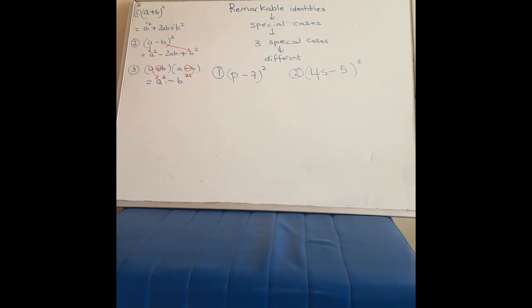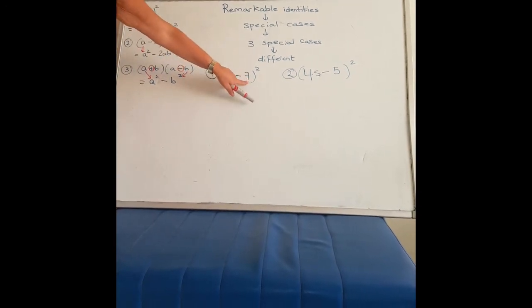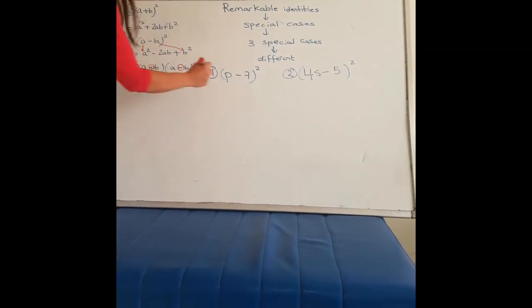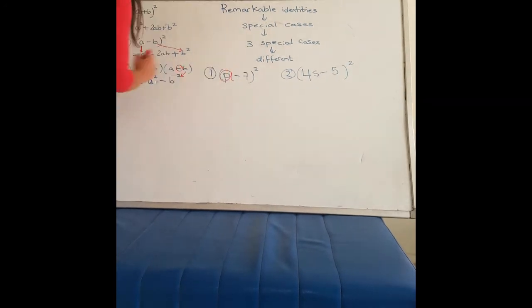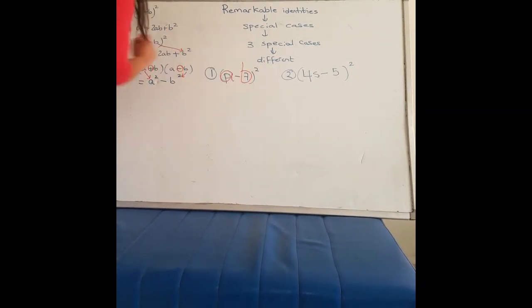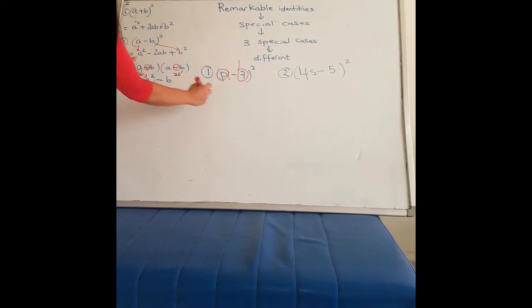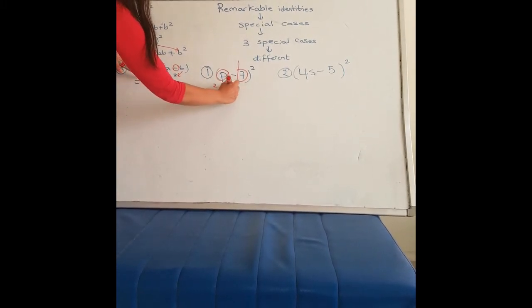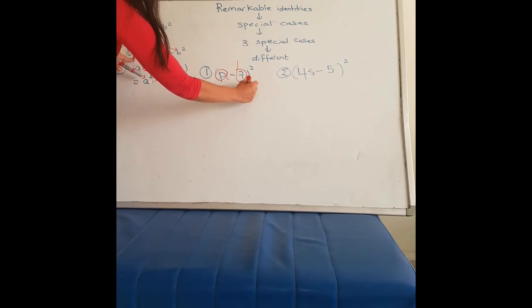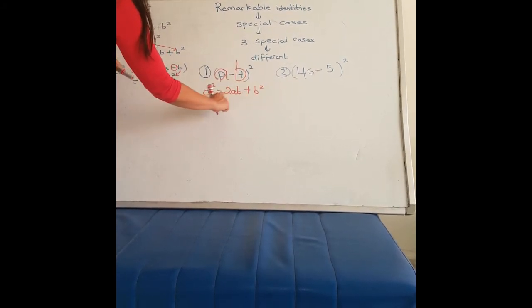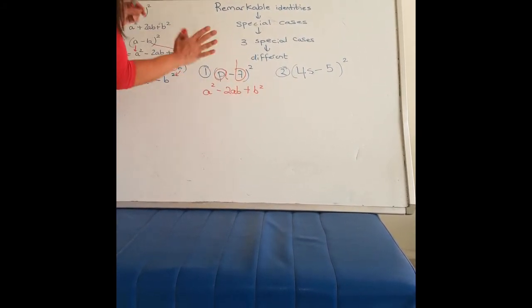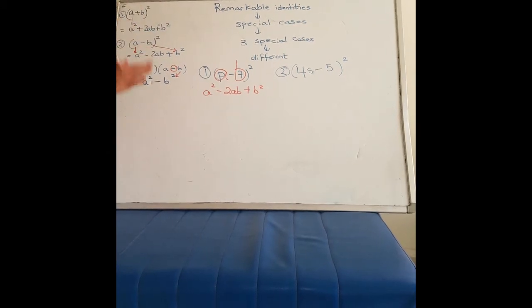Let's see our first example. P minus 7 to the second power. Where's my A? This is my A, this is my B. Which one do I use? A minus B to the second power. It is an A to the second minus 2AB plus B to the second. Do not touch your signs because they're already made for you. This is how they should look.